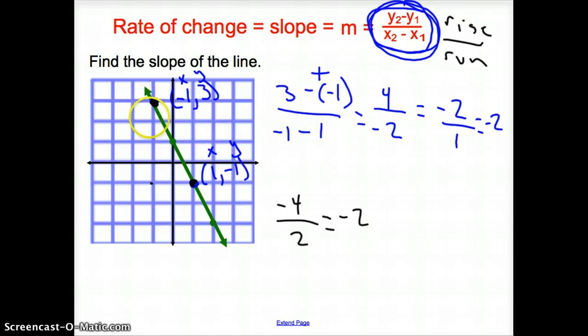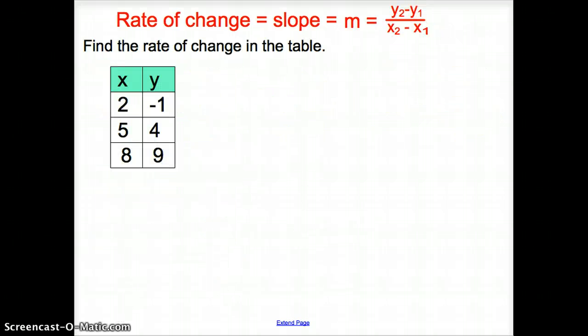Also, I do want to point out a positive slope goes up from left to right, just like you read. A negative slope goes down from left to right. Since this is going down from left to right, it is a negative slope.